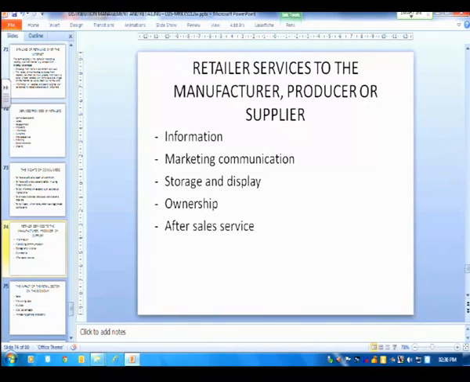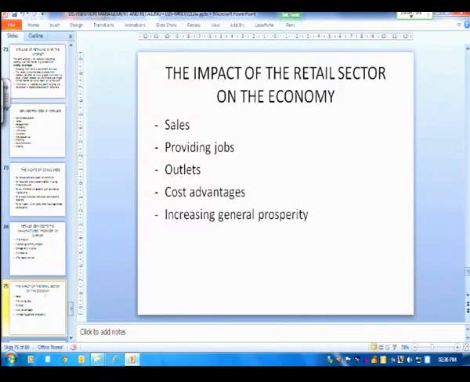Retailer services to the manufacturer, producer, and supplier: 1, information. They get services of information, marketing, communication, storage and display. They get ownership, and services to deal with after-sale service.